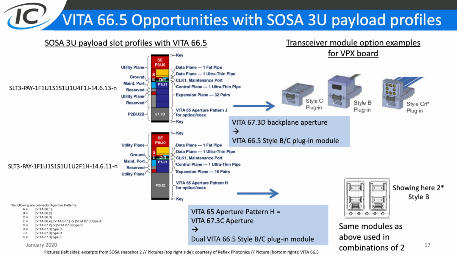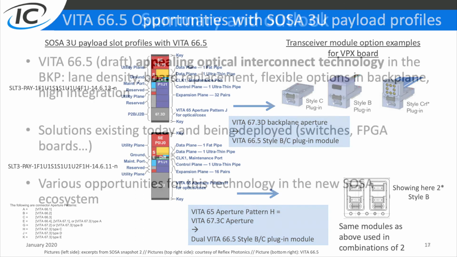Some other examples of opportunities within SOSA: if we look at the 3U payload profiles, here we're looking at two profiles. The one on top has, again, this 67.3D backplane aperture, which can be matched with a single VITA 66.5 plug-in module. But the profile shown at the bottom has a larger aperture, this pattern H aperture, which can be matched with two VITA 66.5 modules used side by side.